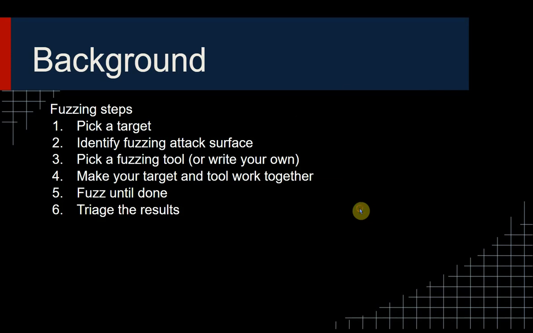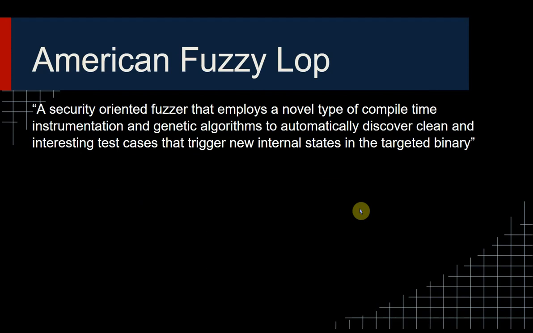Now we're going to use a tool called American Fuzzy Lop. This is a security-oriented fuzzer. It employs a load of compile-time instrumentation, so it adds things to the binary file that's being generated. It then uses a set of algorithms, some of those genetic algorithms, to discover clean and interesting test cases that trigger new internal states in the targeted binary. So it is both an instrumentation, a compilation process, as well as a fuzzing process, identifying all of the new states that you could possibly test.